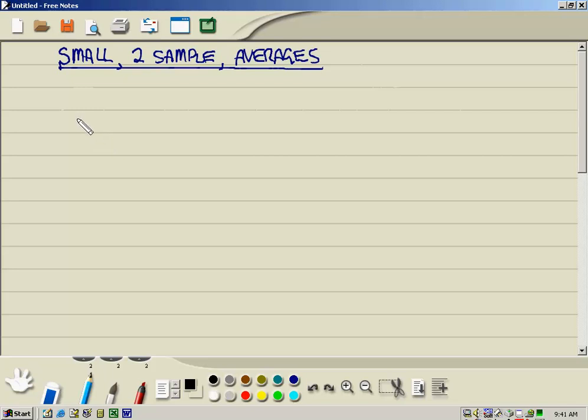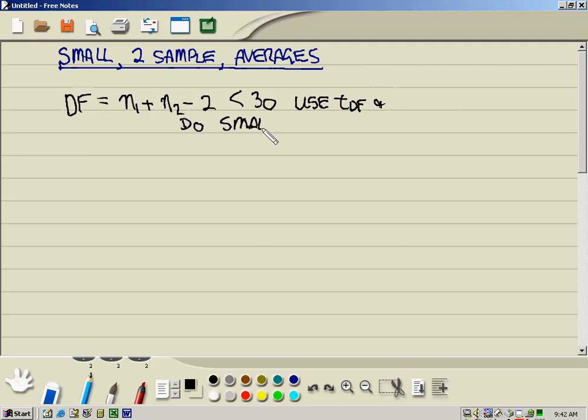Once we feel comfortable with the large two-sample averages problems, we're now ready to do the small two-sample averages problems. The way, of course, to figure out which is large and which is small is the same rule that we'd always use: if the degrees of freedom, which in this case is n1 plus n2 minus 2, is less than 30, we'll use the t with so many degrees of freedom, and we'll do the small sample test.